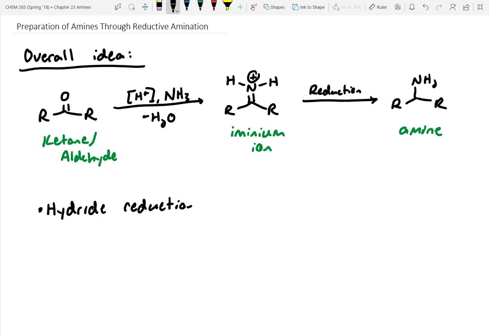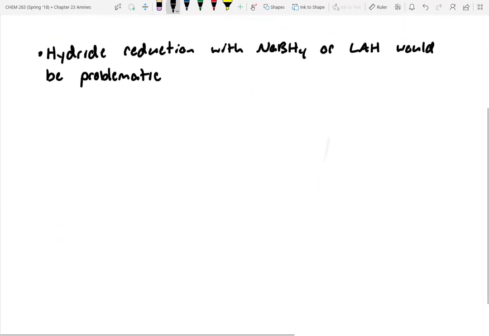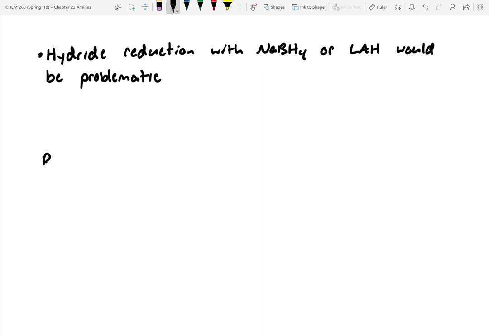Hydride reduction with NaBH4 or LAH would be problematic. And I'll show you why. The reality is, during this iminium ion formation, you're typically doing it in one pot with your reducing agent. So let's take a look at what I mean by that.